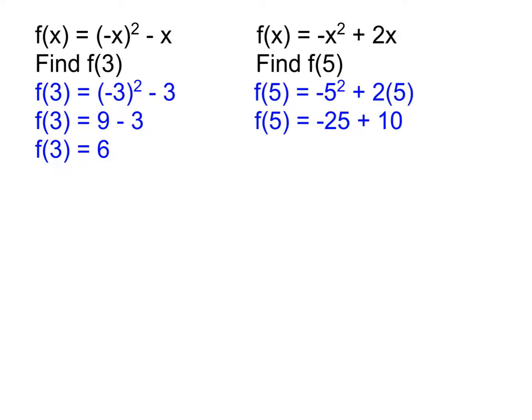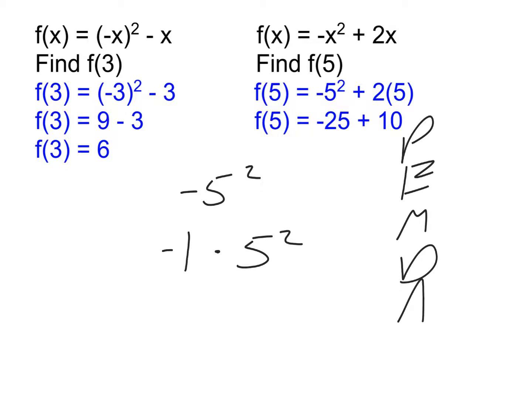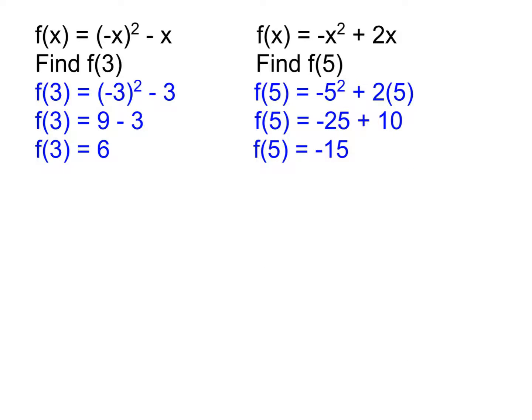Now, in terms of order of operations, the reason why is because negative 5 squared is exactly the same as a negative 1 times 5 squared. And if you think back to order of operations, you know PEMDAS, the exponent comes before that multiplication. And so that's why we got to do the 5 squared and then apply the negative to it. So last thing we do now, we do the negative 25 plus the 10. That ends up giving us a negative 15, so then that's our final answer.